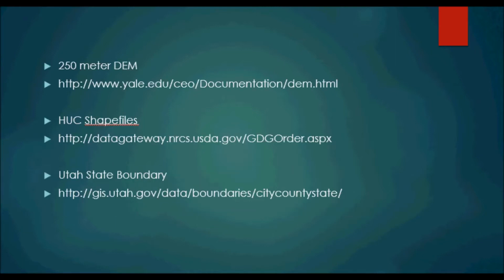We received our data from several sources. We got our 250 meter DEM from Yale, who documented DEMs really well. Our HUC shapefiles we got from datagateway.nrcs.usda.gov, and our Utah state boundary we got from the Utah GIS government site.